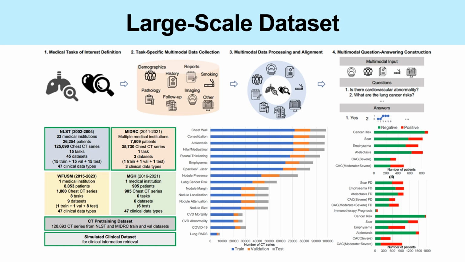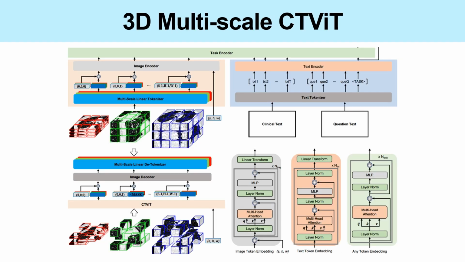Well, most foundation models deal with 2D images. Our model can handle 3D CT images. So this CT ViT, the CT vision transformer, has the capability to take a chest CT volume as a whole and perform multi-scale analysis. This is very necessary for chest CT analysis, and our technology is the first in this domain.